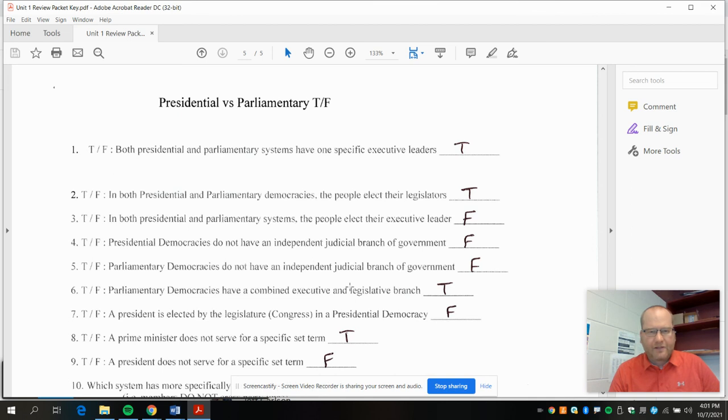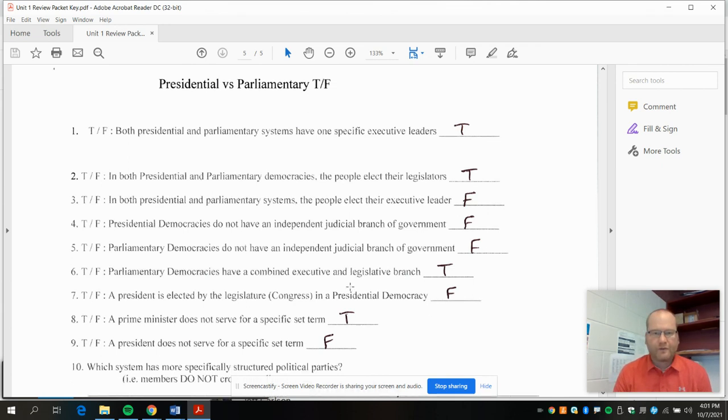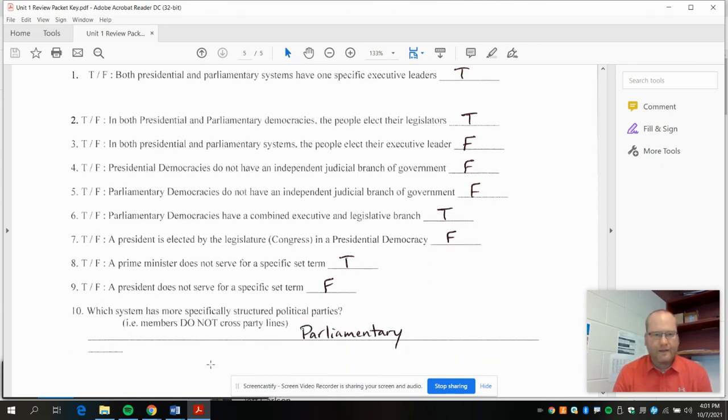Number eight, a prime minister does not serve for a specific set term. I put true for this one. There are a few places that they do, but otherwise they're just there until elections come back up. Number nine, true or false, a president does not serve for a specific set term. They do. They serve for a 4-year term, and they're only allowed to serve for 2 of them at the most. And number 10, which system has more specifically structured political parties? That'd be a parliamentary system.